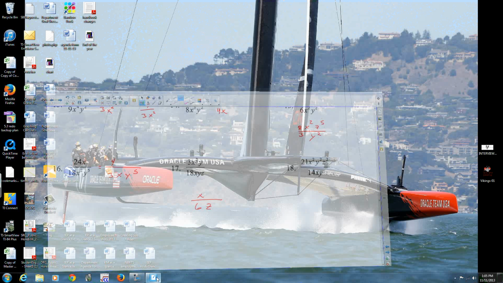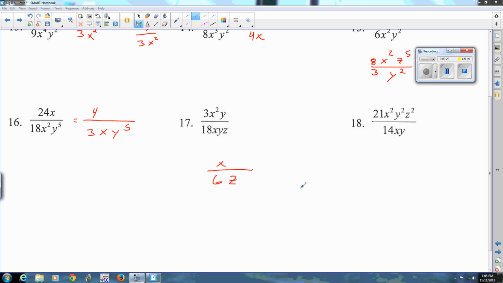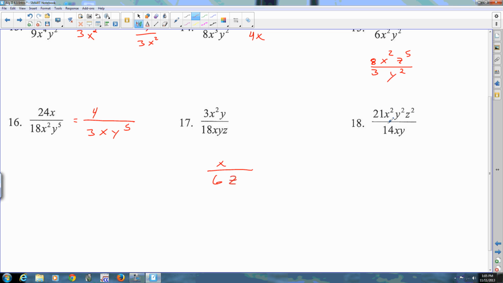Okay. Whoops, wrong click. Okay, guys, finishing this screen up. There's a 7 that'll, oops, yeah, because I did that one. 7 is going to cancel, so I have 3 and 2. X reduces, so I have x upstairs. A y reduces, so I have a y upstairs, and there's no z to reduce, so that's it. That would be your final answer.